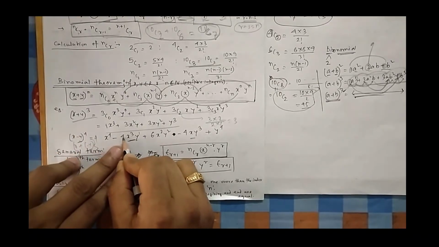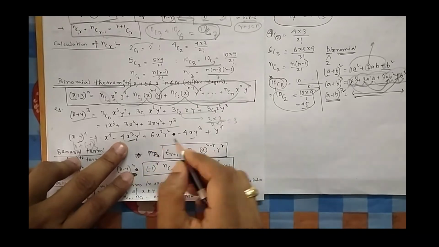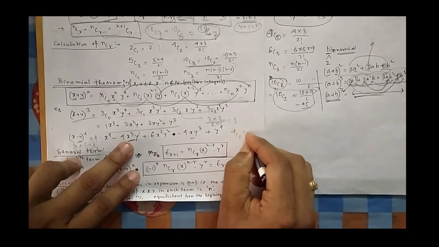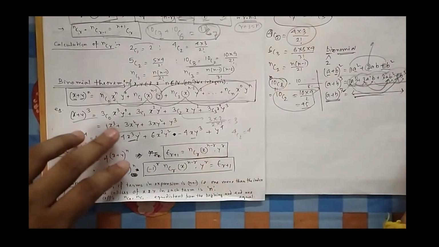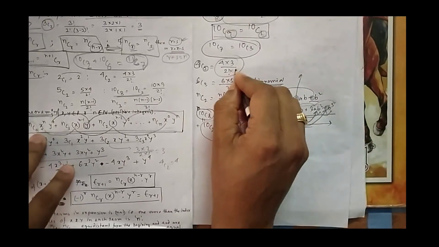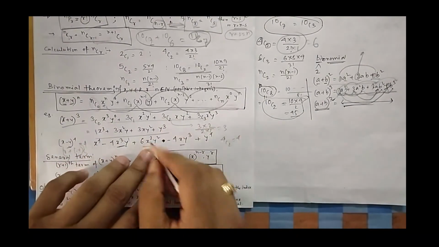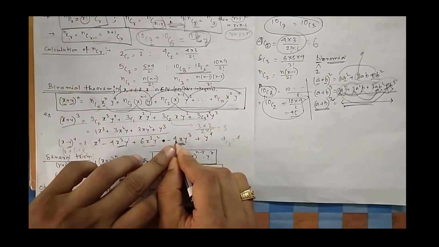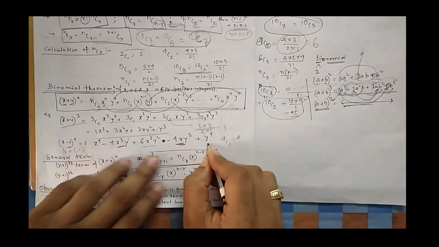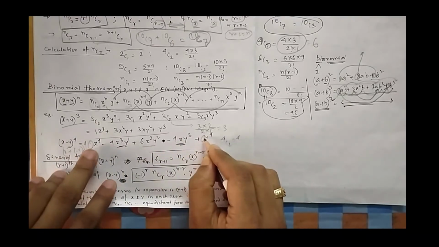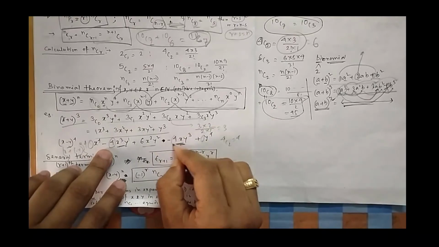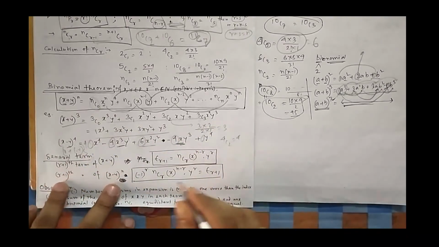4C1 is 4, out of 4 you have to select 1. 4C2 we can do: 4 into 3 by 2 into 1, that is 6. You can do it in your mind also. 4C3 is nothing but again 4C1, which is 4. So you can see the first and last are the same, the second from first and second from last are the same, and this is the middle one.